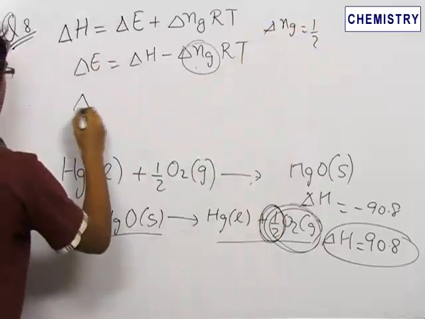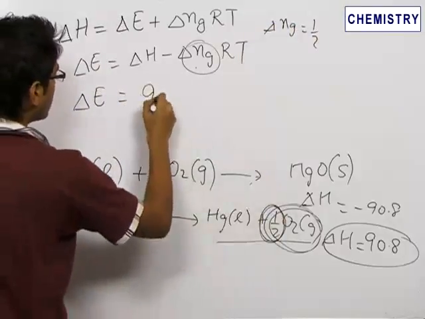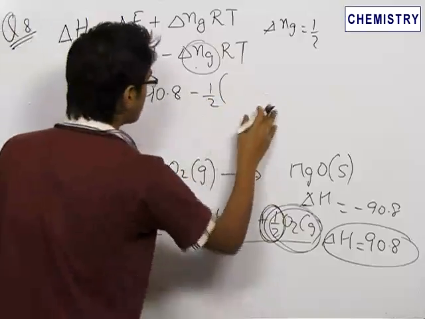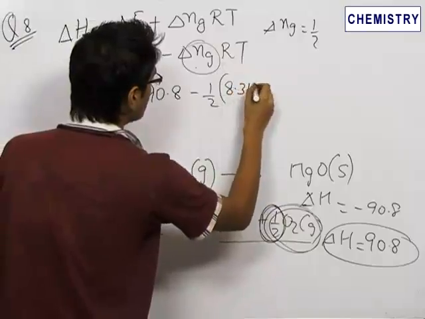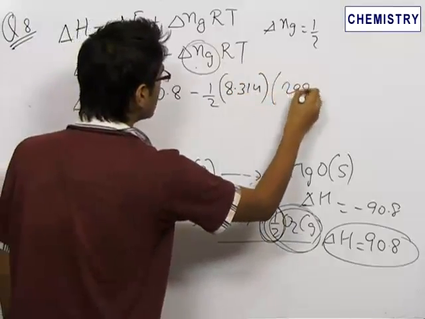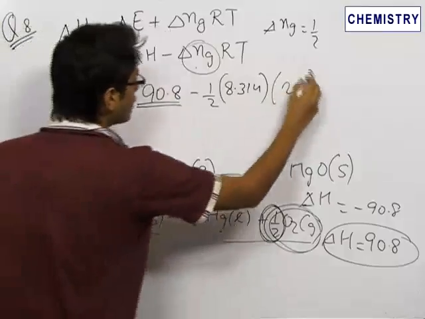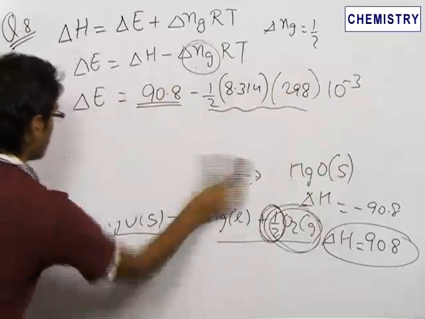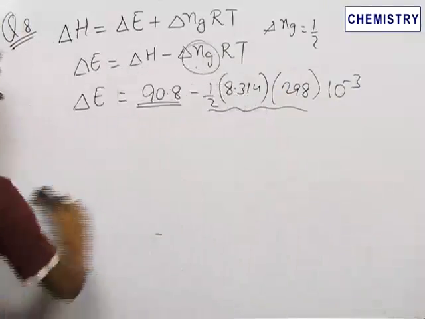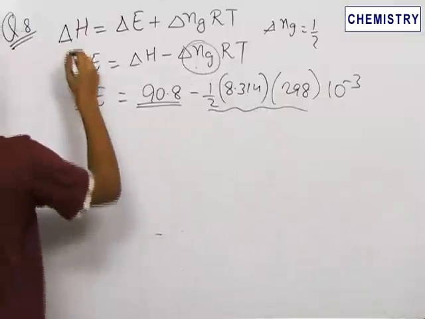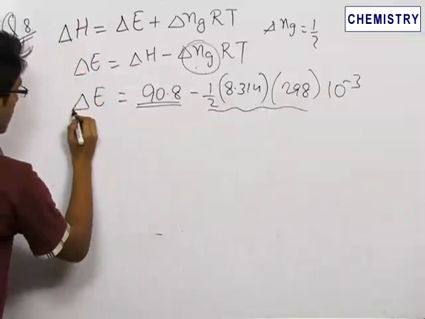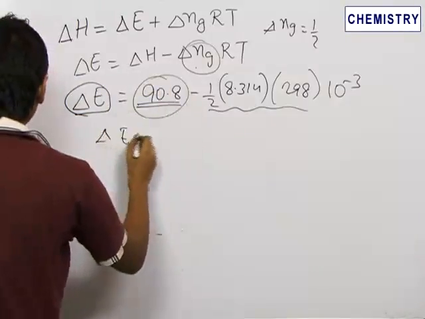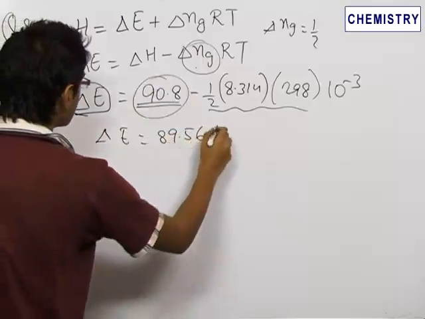So delta E is equal to delta H, which is 90.8, minus half times R, which is 8.314, into temperature, which is 298, and since this part was in kilojoules and this part obtained is in joules, we multiply this by 10 power minus 3. We have calculated delta E because the second part, the decomposition of excess HgO, was carried out at constant volume, and hence we are concerned about delta E and not delta H. So on solving, we get delta E equals 89.56 kilojoules.